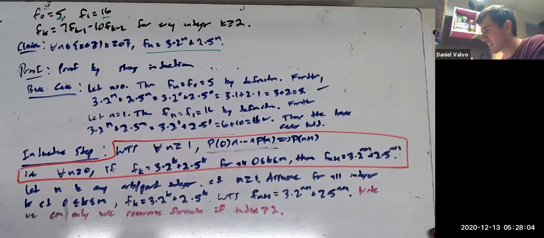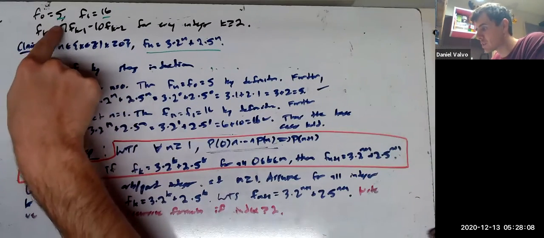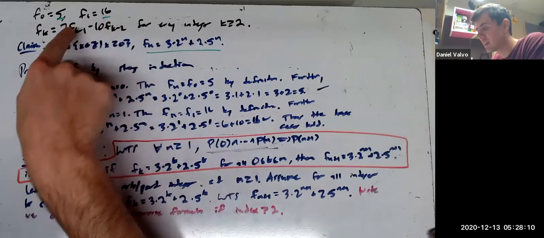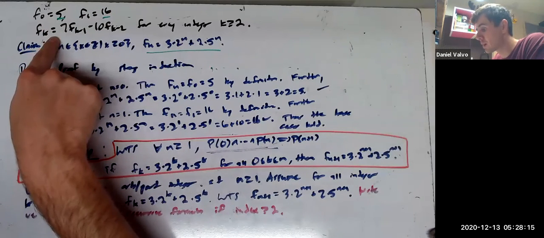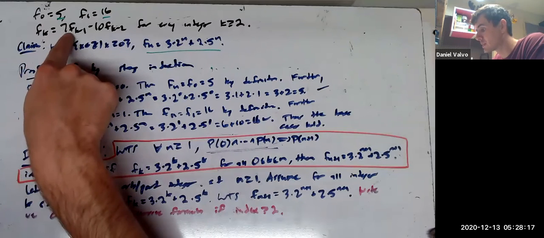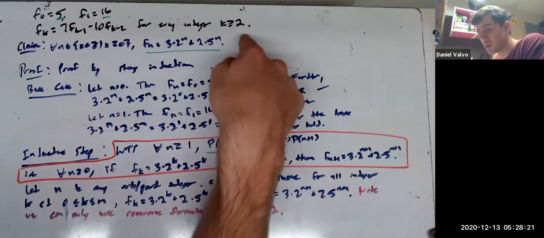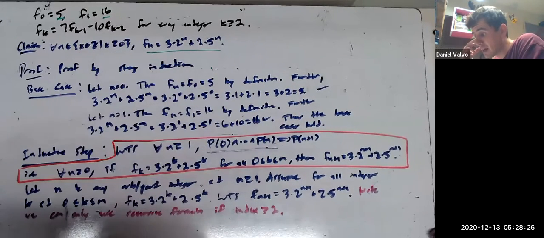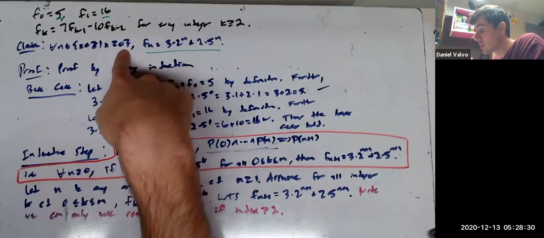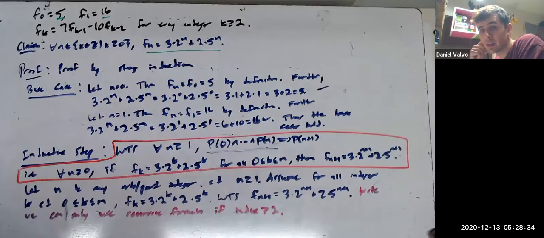To catch people up watching the recording, we're trying to prove this claim. We have this sequence, f of 0 equals 5, f of 1 equals 16. This might be good for everyone else too to get a recap. The sequence is defined recursively to say that f of k equals 7 times the previous minus 10 times the second previous for every integer k greater than or equal to 2. The claim is that we can rewrite this sequence in a more explicit way, saying that for all n greater than or equal to 0, f of n equals 3 times 2 to the n plus 2 times 5 to the n.